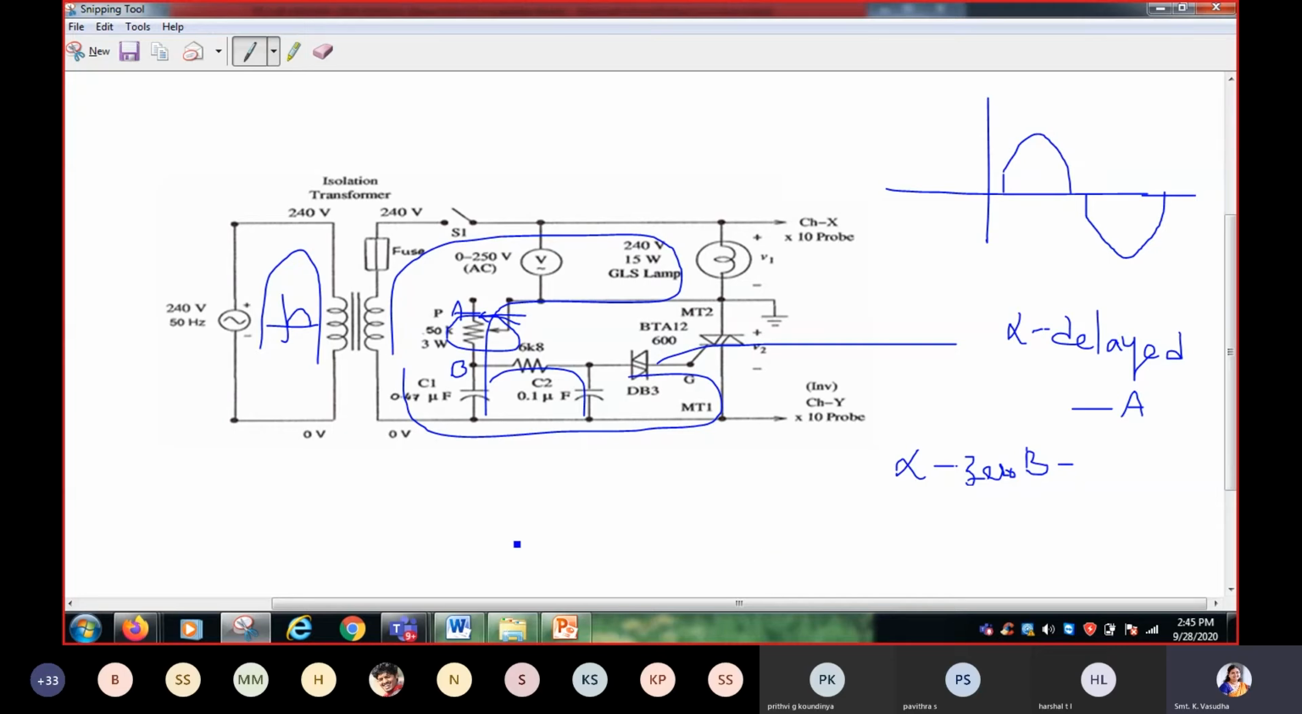Okay, this is all about triac-diac combination and how we are going to generate firing pulse, how we are going to control the illumination here. How we are going to control the illumination across the bulb? By varying what parameter we are controlling the illumination across bulb? Karthik?